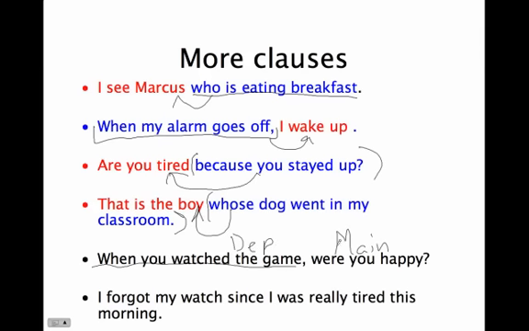I forgot my watch since I was really tired this morning. Can you break that one up into clauses? So I forgot my watch, that's the main idea. Why did you forget your watch? Since I was really tired this morning. Notice all of these dependent clauses start with words that explain something. Since, when, whose, because, when, who, etc. Whereas the rest of these, the main clauses, don't need that. I see Marcus. It stands on its own.